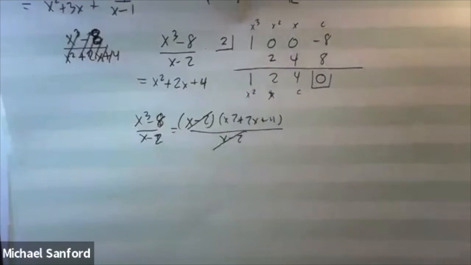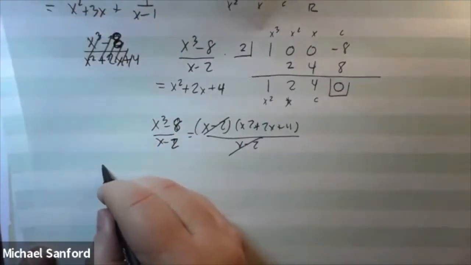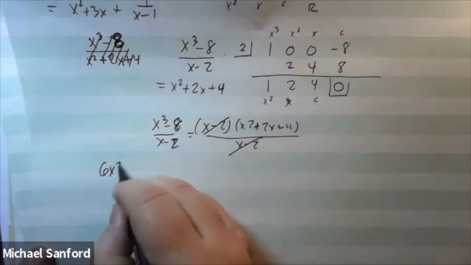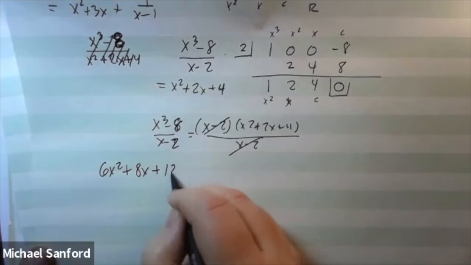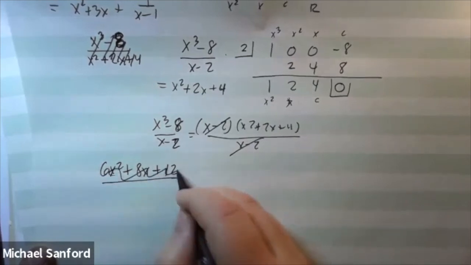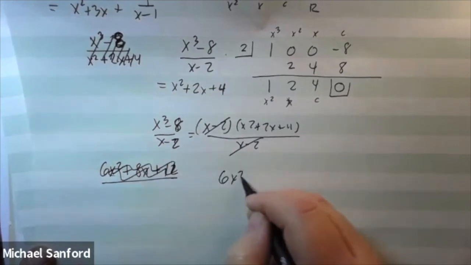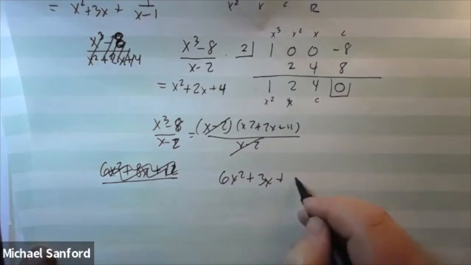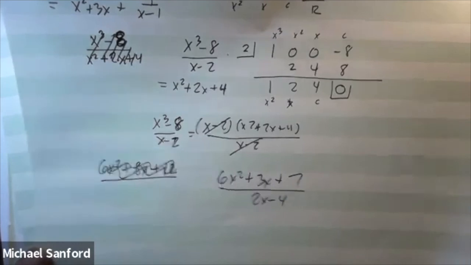All right. So now let's try a little quirk on this thing. So let's say that I have something like 6x squared plus 8x plus 12 and all over. Now let's do this. Let's make it harder. Let's just say I have 6x plus 3x squared plus 7 over 2x minus 4, like this.